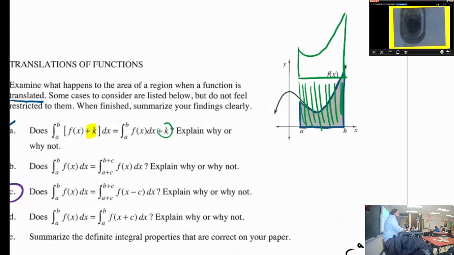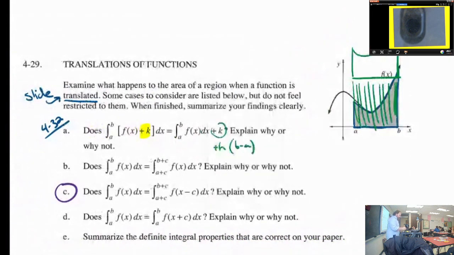So you do have mostly the same area in that greenish section, but you have a whole other rectangle that you've added to the picture also. So to make this correct, it would be plus K times B minus A. You'd have to have a width on there too to make it work. But we'll talk about that later on in question 432, which we're going to have some time to talk about, I think, today. So question A is a no.